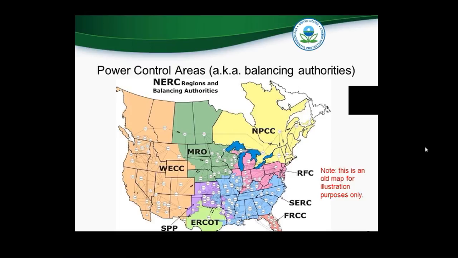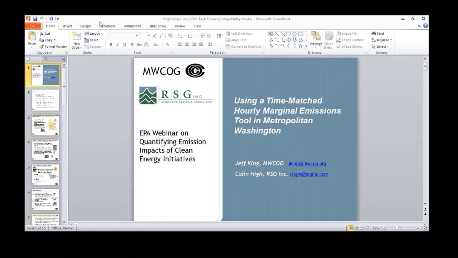Thanks, Art. There are several other questions that I hope we might be able to get back to, but I think also our other speakers will possibly fill in some of the blanks. So let me go ahead and introduce the next 2 speakers, Jeff King and Colin High. As Denise mentioned, they're going to be talking about the application of one specific method in the Metropolitan Washington Council area.